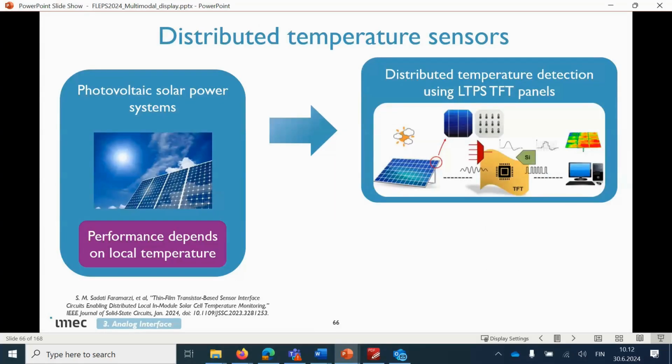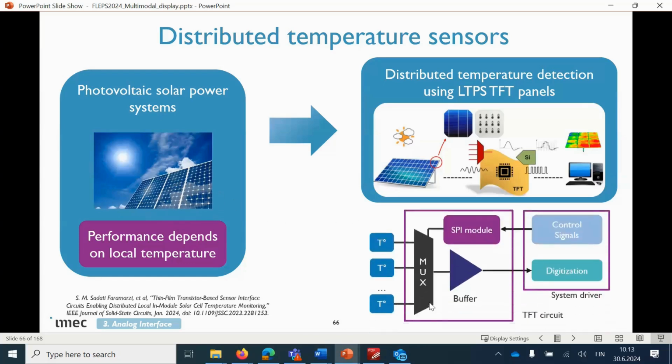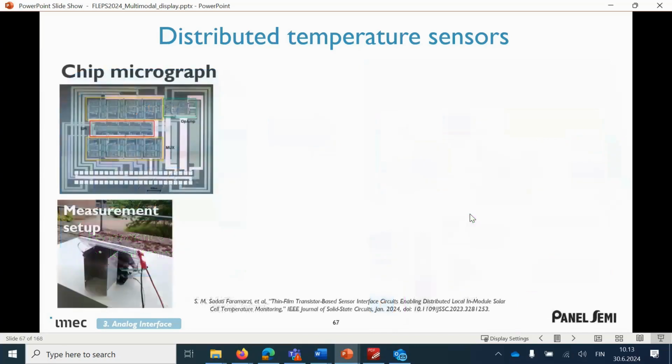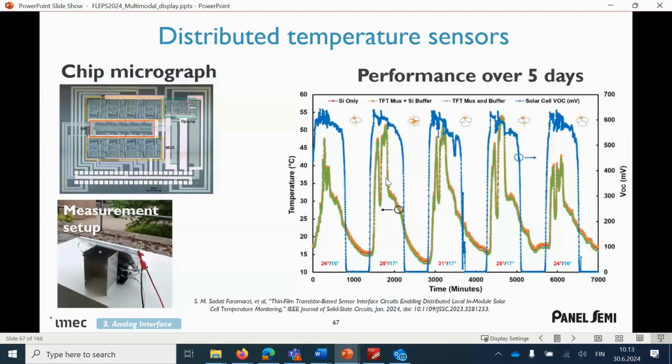Of course, we don't just stay designing some blocks. We try to do useful things with this. There is a PhD student working at IMEC. He has used PVs, monitoring the temperature over PVs. He has built the system. You can see the system here, using a mux, a buffer, and an SPI module, a complex system. Here is the whole design, a picture, and he actually measured it in a real environment for 5 days.